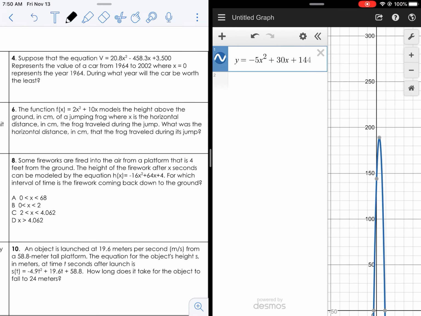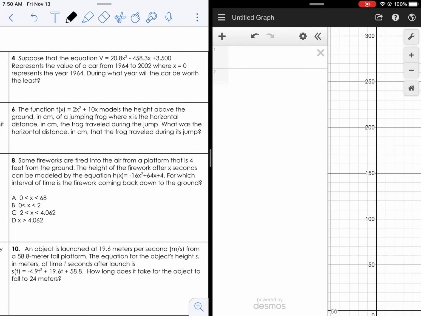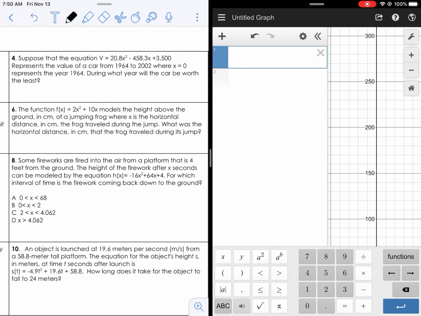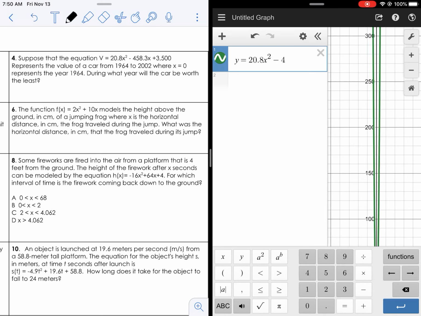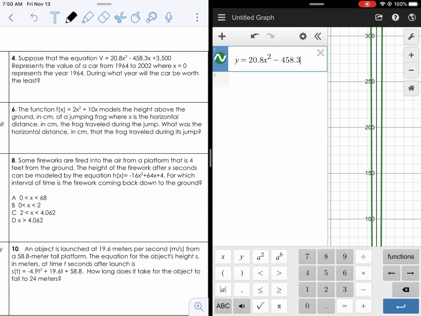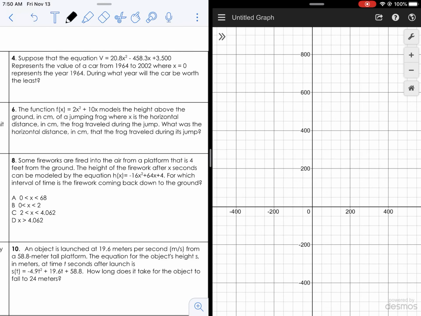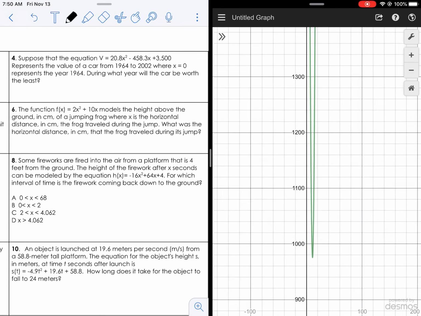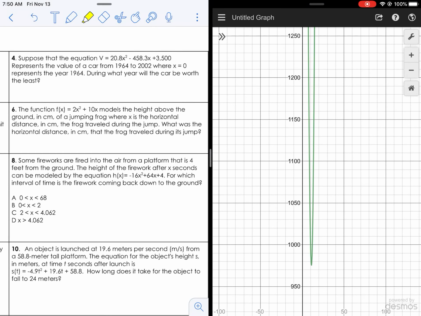Number 4, suppose that the equation represents the value of a car from 1964 to 2002, where x equals 0 represents 1964. During what year will the car be worth the least? So again, I'm just going to type that equation in, and I'm just going to use x's and y's for simplicity. So we've got minus 458.3x plus 3,500. All right, so I've typed that in, and it says, when will this car be worth the least? The least means that we are looking for that minimum value.